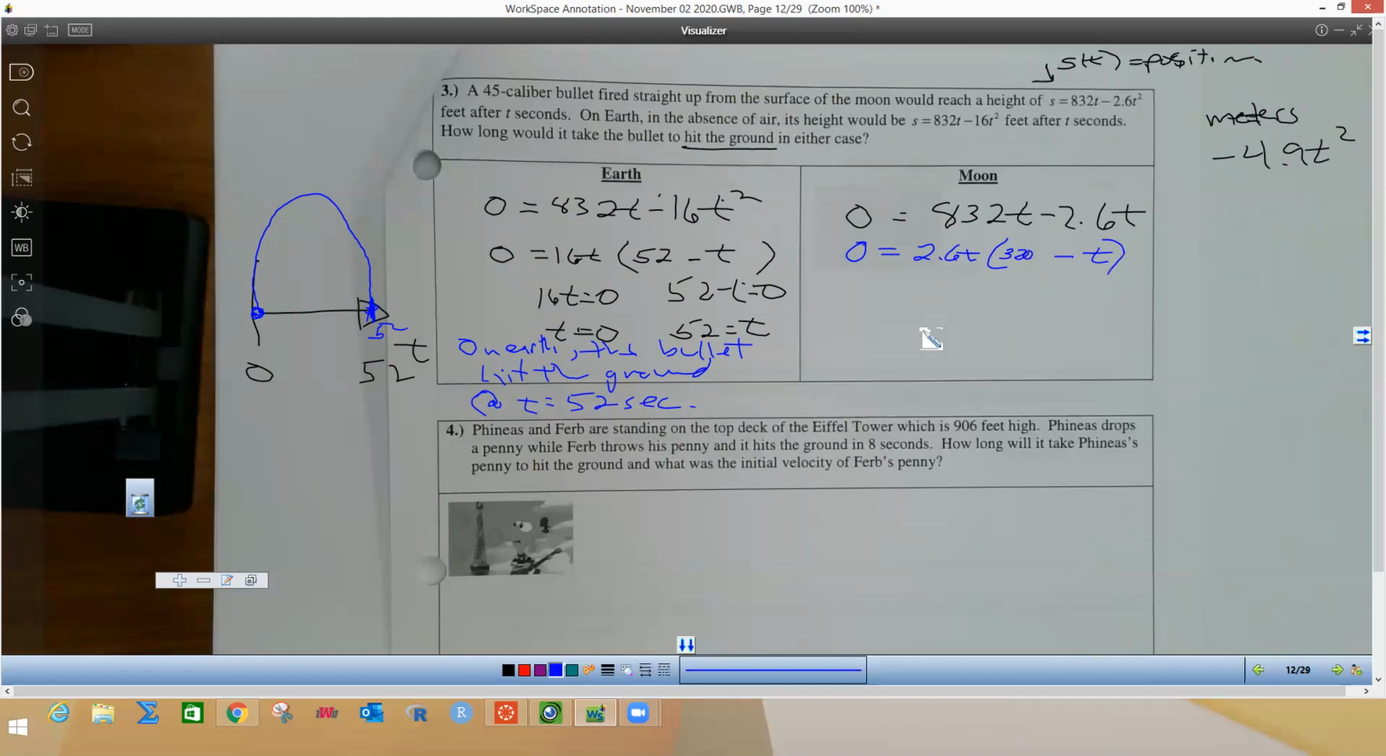So you guys got the idea, right? So this would be it. On the moon, a bullet hits at t equals 320 seconds. Got the idea, right? Anybody else? Got anything you want me to go over right now?